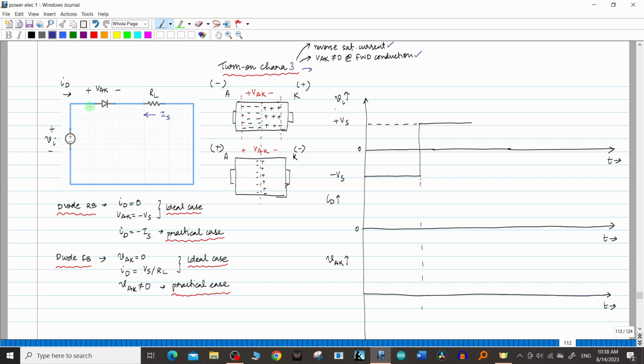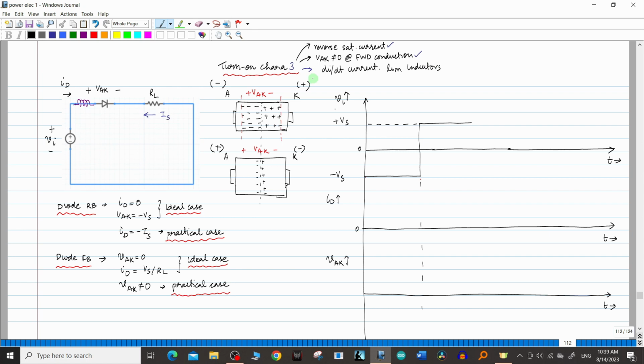Now we will add two more nonlinearities, that is, to protect the diode from sudden current surges, usually an inductor is placed in series. Such inductors are called di/dt current limiting inductors.